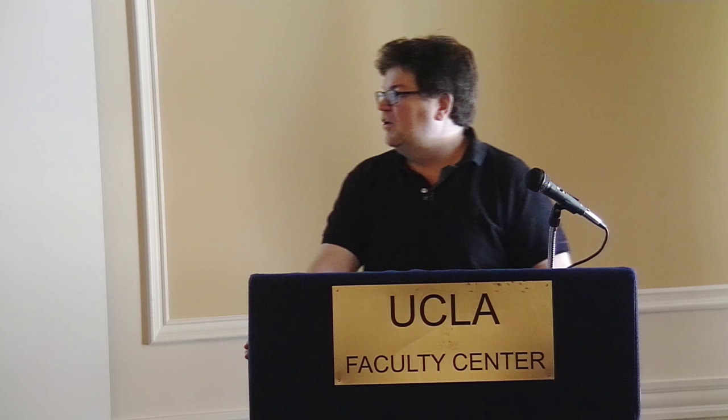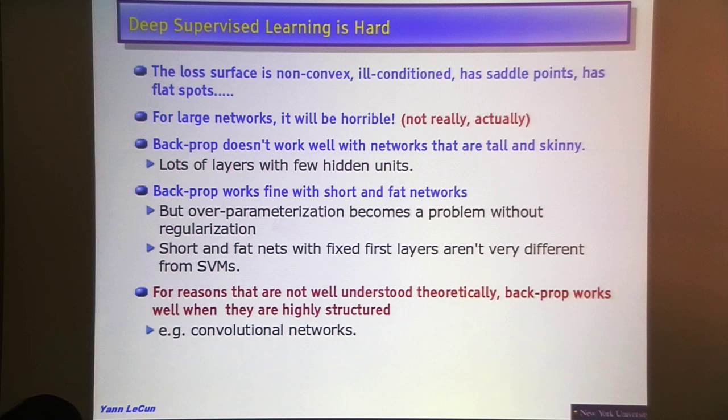And so what that tells you is that shallow and fat networks with a fixed first layer are easy to train, but they're not that different from, say, a support vector machine.